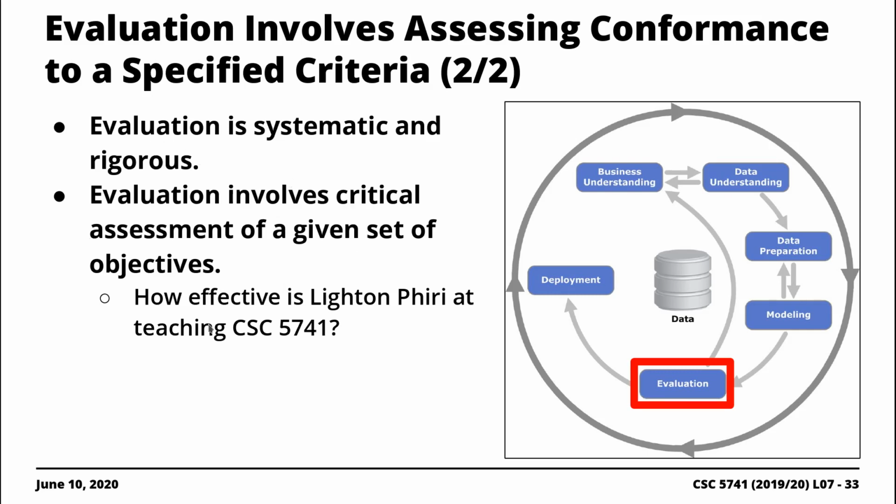And usually the evaluation would assess the set of objectives. So, and I always like giving this example. A person could ask you to say, how effective is Lighton at teaching 5741, for instance? What you'd be doing is thinking about specific metrics or specific aspects that you'd use to evaluate the effectiveness of Lighton in teaching CSC 5741.